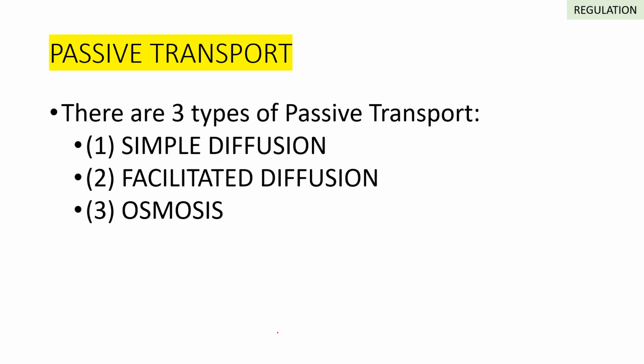So now let's take a look at passive transport. We'll save active transport for the next video. But let's take a look at passive transport. There's three ways materials can move without using ATP from one side of the cell to the other, and they are simple diffusion, facilitated diffusion, and osmosis.